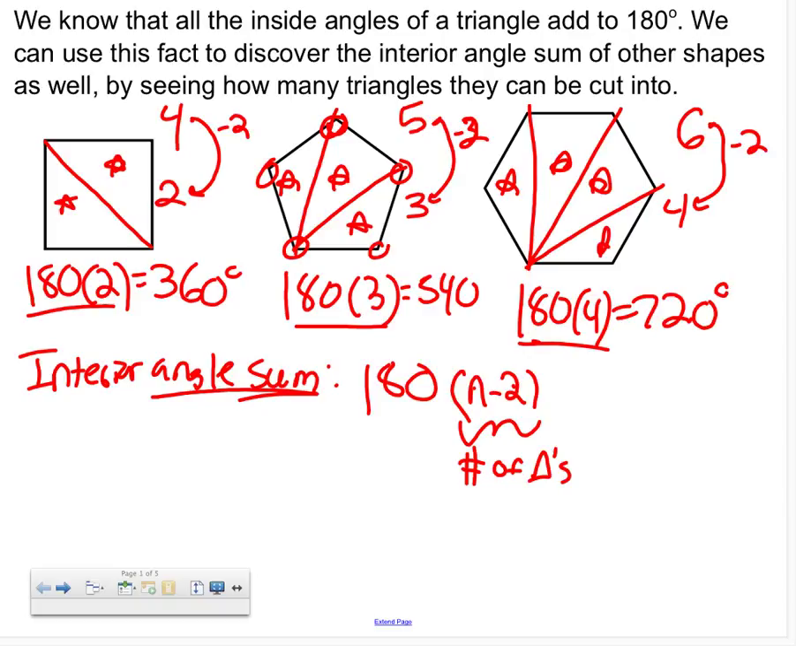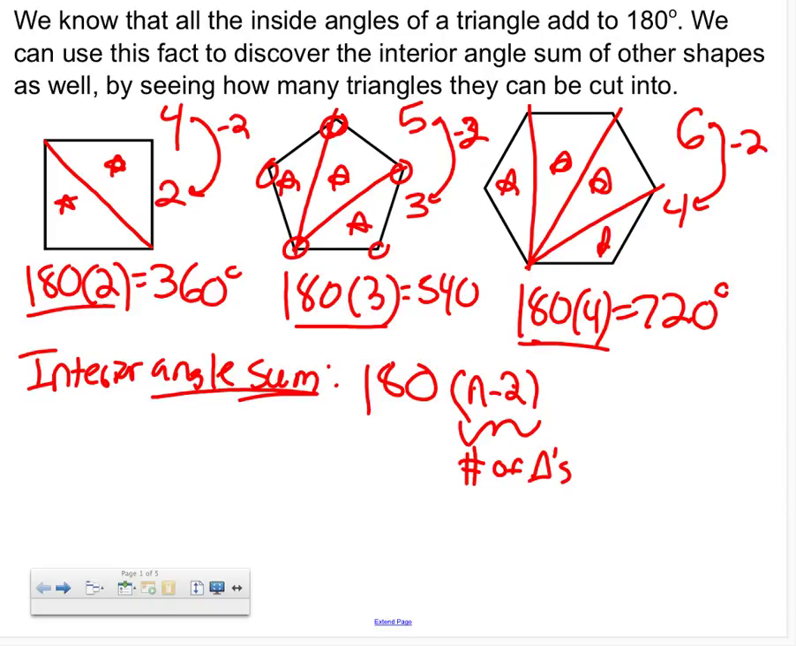So again, if I gave you a 100-sided shape and said, what do all the angles in a 100-sided shape add up to be? You would just do 100 minus 2, it's 98, and then times that by 180, and that will give you the angle sum for that shape. So again, this works for any shape of any type, as long as it's a polygonal shape.